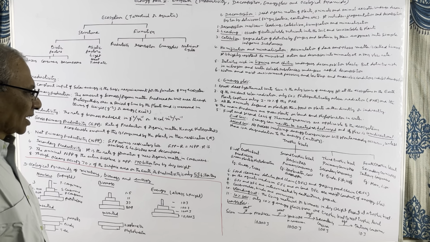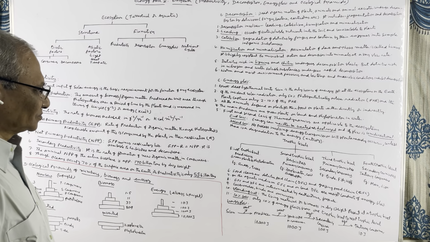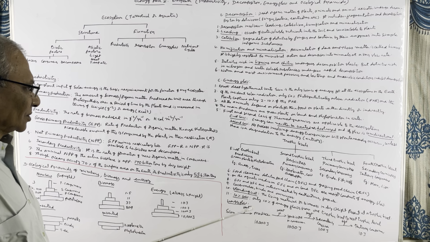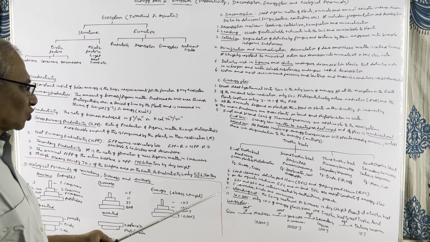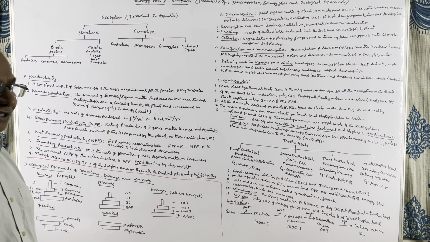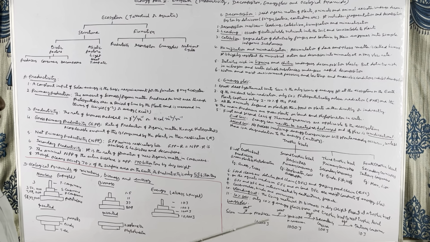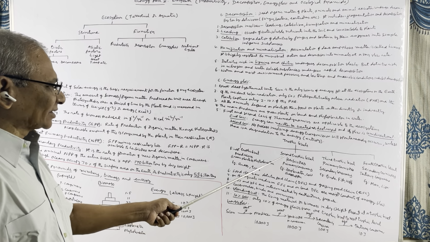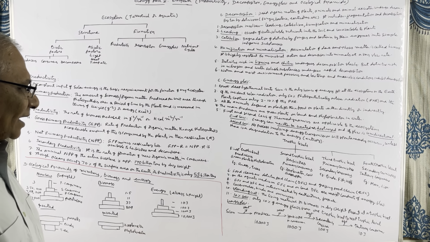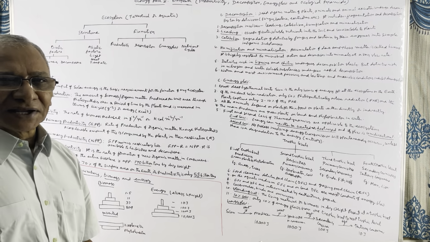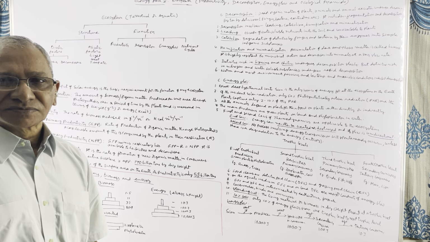Then, coming to the trophic levels. Trophic levels are generally four. The first trophic level is occupied by producers, that is, green plants and phytoplankton. They synthesize food by using solar energy. Then, the second trophic level is occupied by herbivores. Herbivores are the ones that depend on plants for their sustenance.